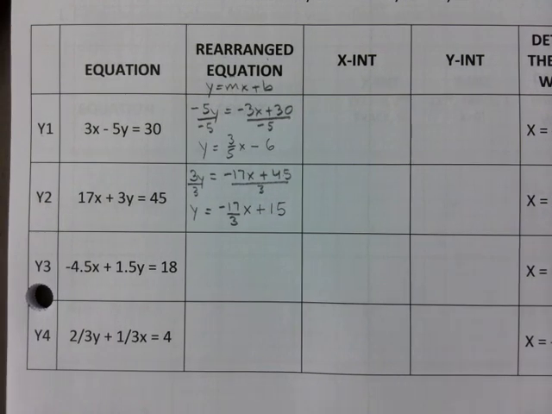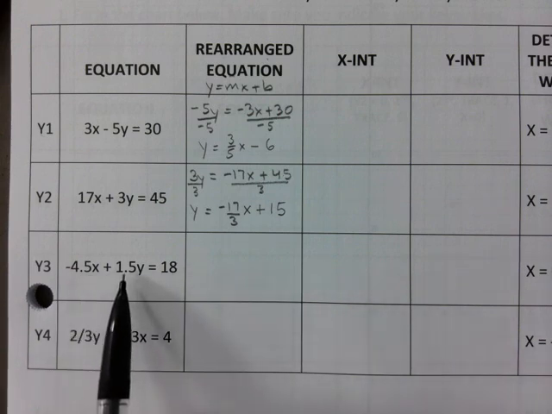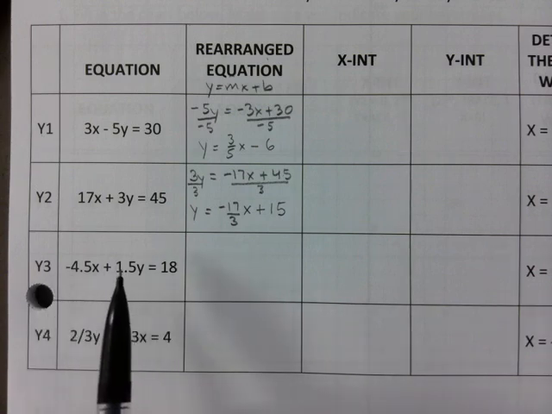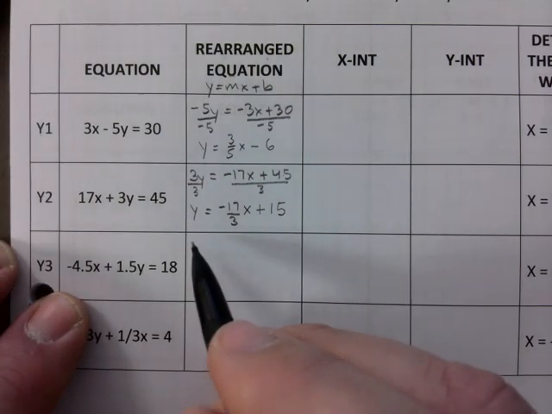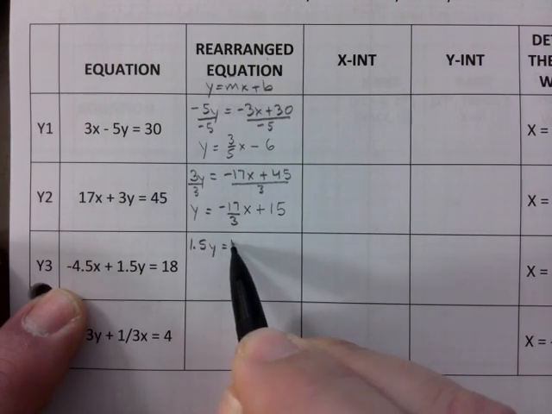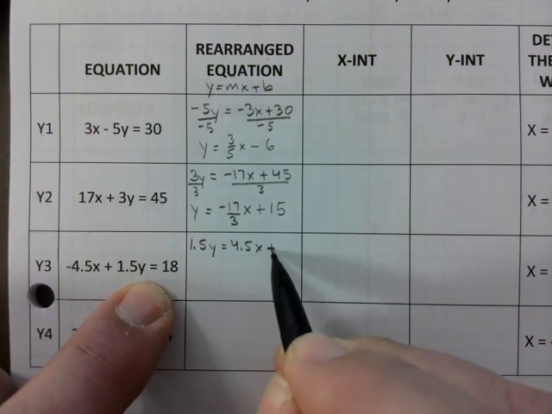All right, one more. Decimals. I don't like that. I think it's going to work out all right. But remember, guys, if you have decimals and you don't like them, what would you do to this whole equation to get rid of the decimals? Times it by 10 in this case, if you don't like the decimals. But I think this is going to work out. So I'm just going to go 1.5y is equal to 4.5x plus 18.